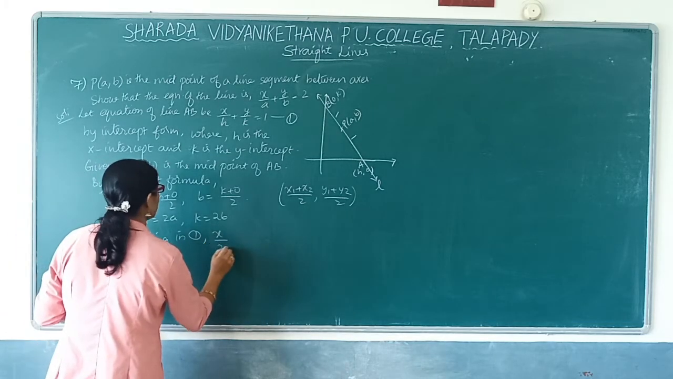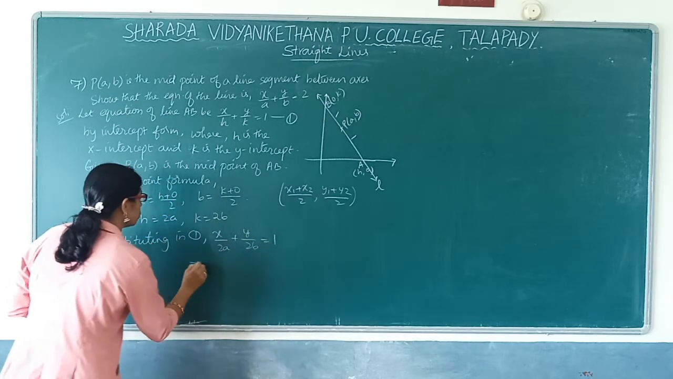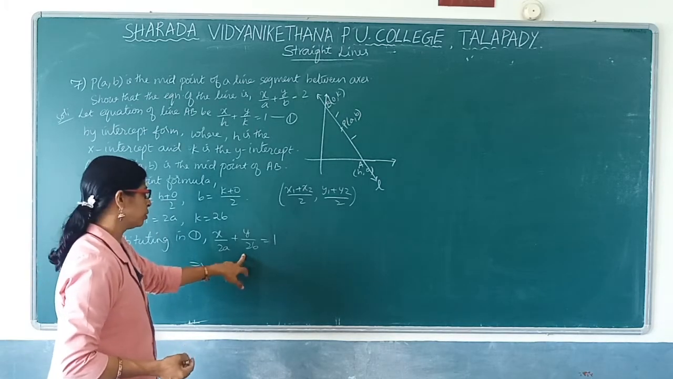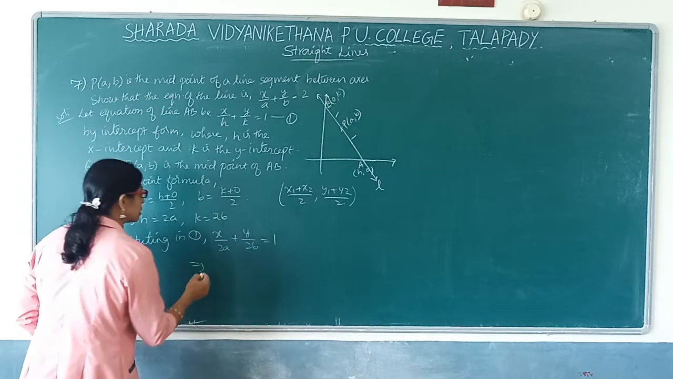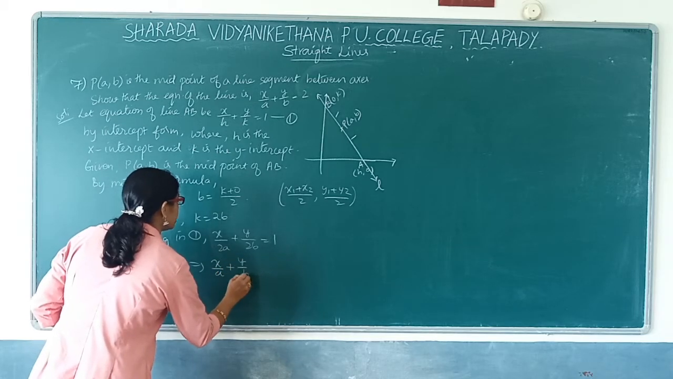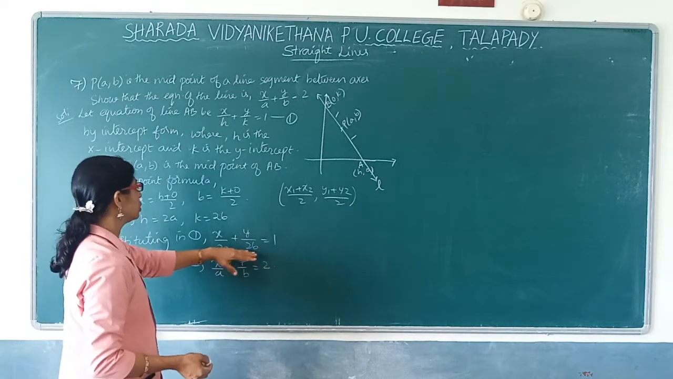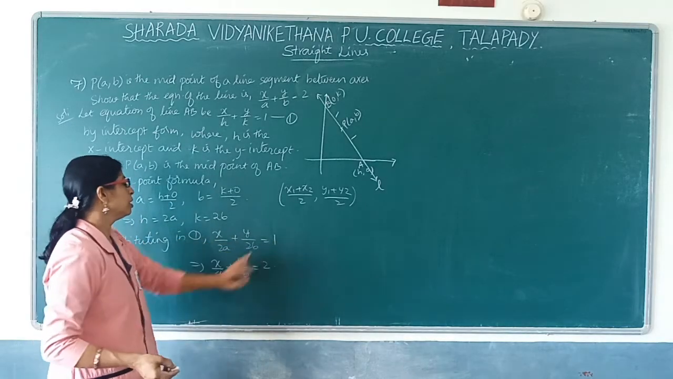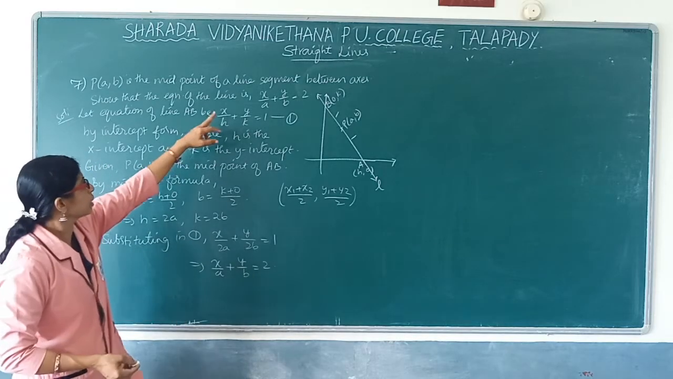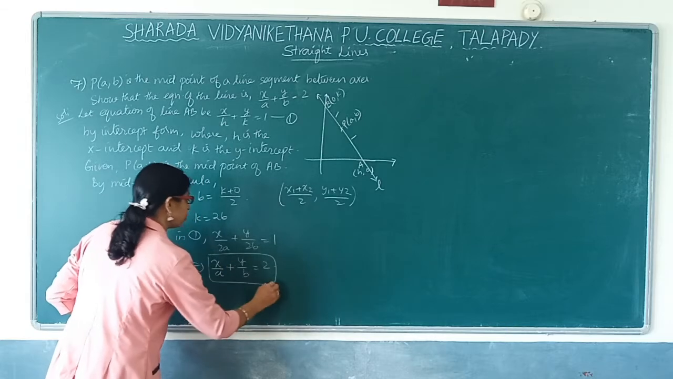x by 2a plus y by 2b is equal to 1. What is common here? In both the denominators, 2 is common. You can take it outside and transfer to the other side. Multiply both sides by 2. x by a plus y by b is equal to 2. Multiply both sides by 2, so these 2 get cancelled here, and here it gets multiplied by 2. So this is nothing but the equation of the required line. They have given, prove that this is the equation of the line. So we got that.